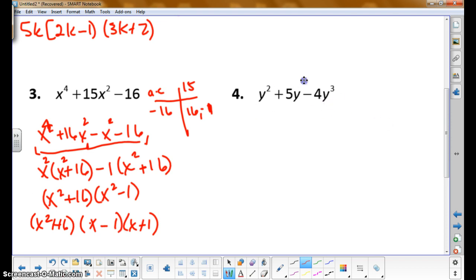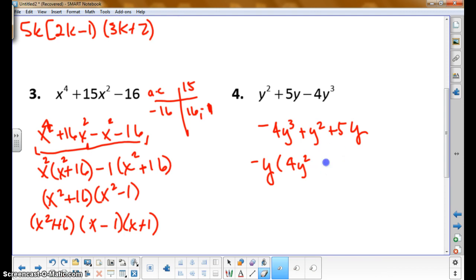Okay, let's move on to the next one. First thing we always do is arrange this in descending order. Factor a GCF. Since the term with the biggest exponent is a negative, we're going to factor a -y off of this. We get 4y squared plus, oh, that's a minus, minus y minus 5. Okay, now we have a trinomial.